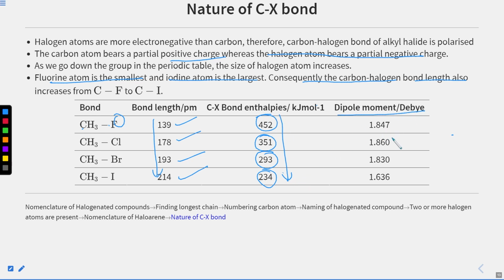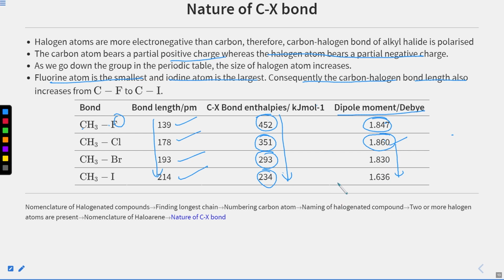Again, the one with the greater electronegativity would have the largest dipole moment, because there will be greater distribution of charge. But there is a small exception. Why is it so? If you look here, this was 1.847 dipole moment and this is 1.860. So this one is greater than this. Down the group, it is consistent with the electronegativity concept. But this and this are contradicting our very basic concept.